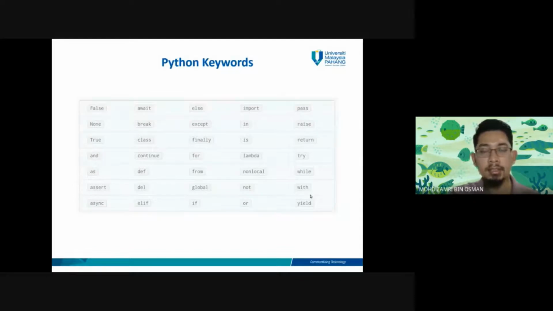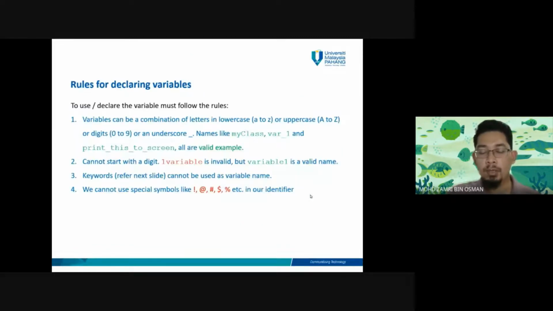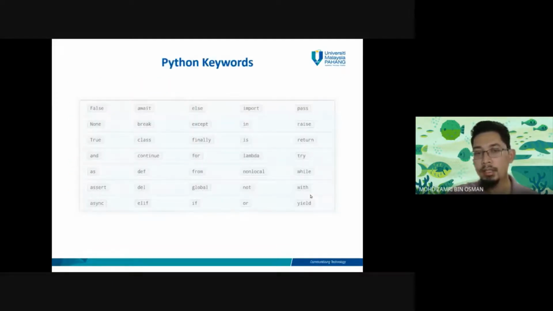So this is an example of the Python keywords, okay? Before this, we declared a variable's name by using some certain conditions. And next we learn about the Python keywords. So what are Python keywords actually? Keywords are reserved words for the Python language. For example, we have False with a capital letter F, None, True, and as.